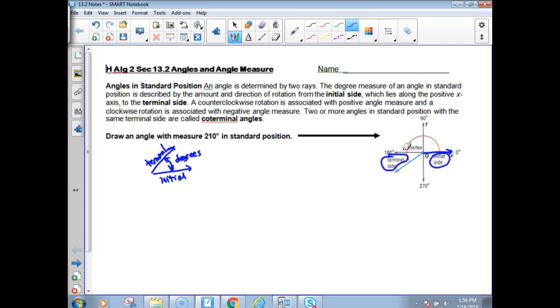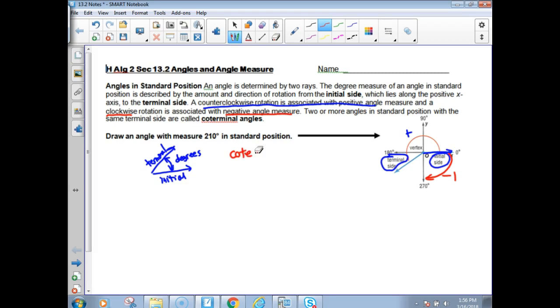If you're going counterclockwise, a counterclockwise rotation is associated with a positive angle. So this would be going in the positive direction. If we were to go from the initial side in this direction, that would be a negative angle. So a clockwise rotation from the positive x-axis downward is considered a negative angle. Clockwise is negative. Two or more angles in standard position with the same terminal side are called coterminal angles.